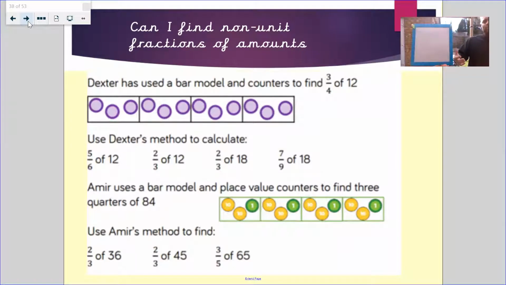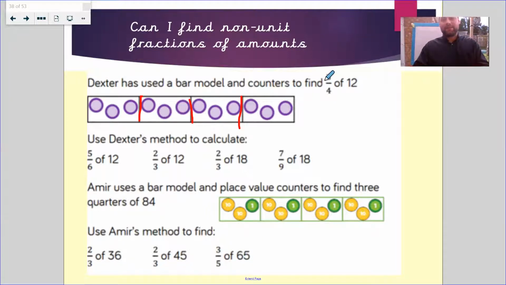Now, you can use bar models as well to help you work this out. So Dexter has used a bar model and counters to find 3/4 of 12. So you can see here, he's got his 12 and he's divided them into 4 groups because he's divided it by 4. And you can see here the distinct groups. So in each group, he's got 3 counters. So we know that a unit fraction, 1/4 of 12, is equal to 3.